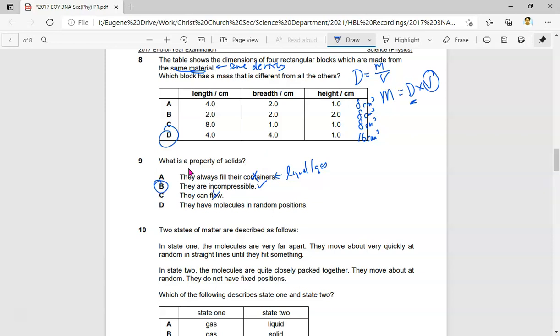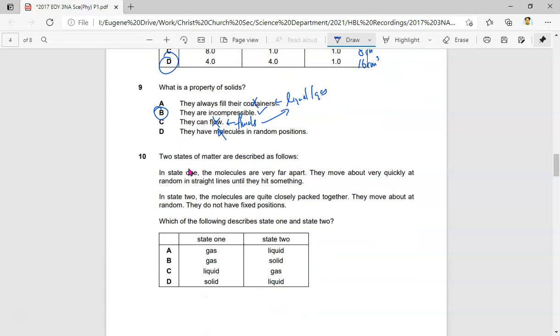Solids can flow? No. Only fluids can. And what exactly are fluids? Fluids are liquids and gases. They have molecules in random positions. What exactly is molecules in random position? No, the molecules in solids are actually held in fixed positions and they are vibrating in fixed positions. So therefore, D is also out. The answer left is B. Question 10.